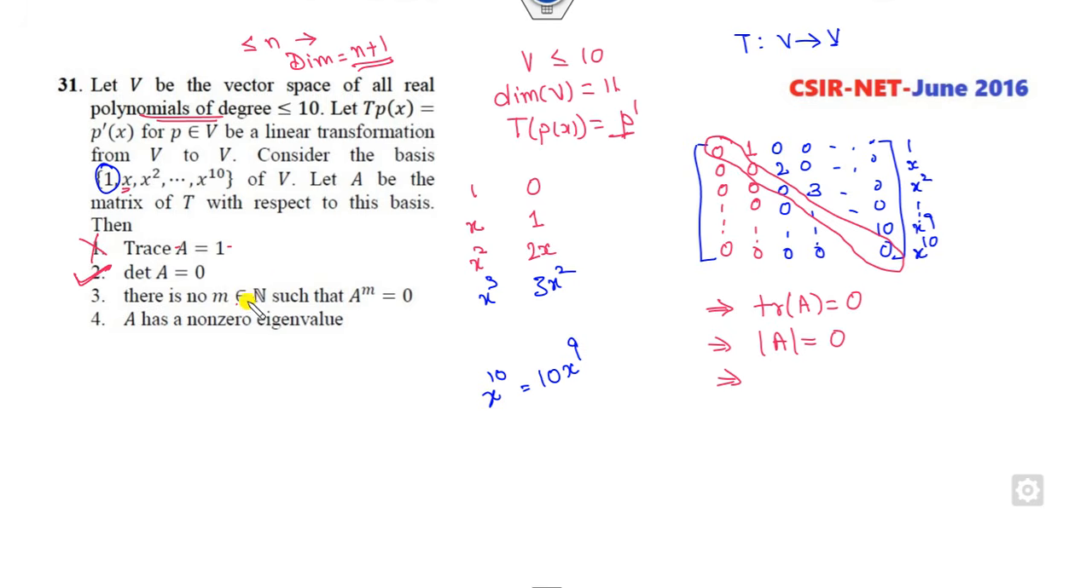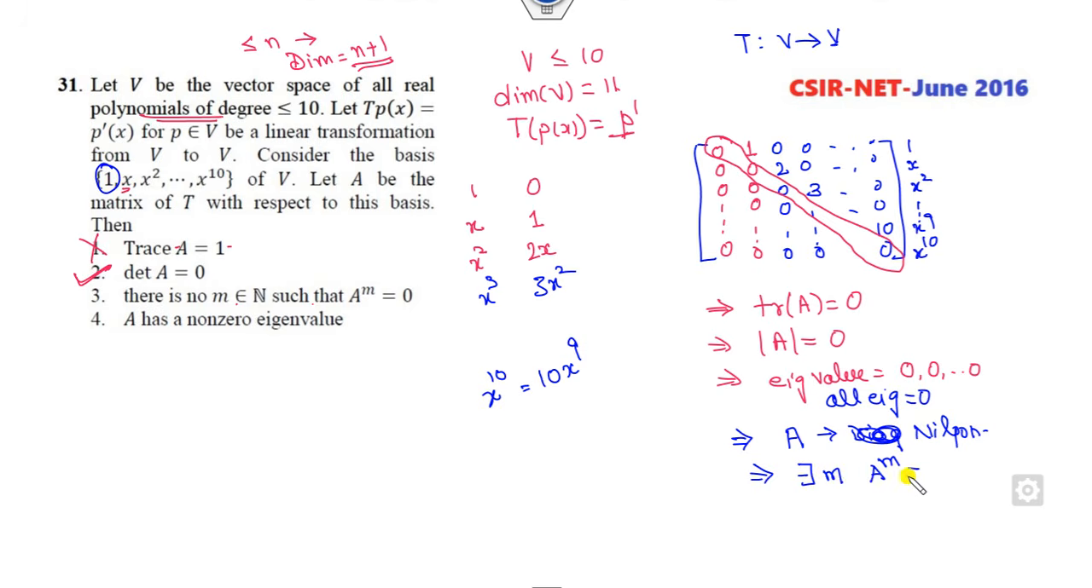There is no m such that A raised to power m is 0. So what is the meaning of that? What are the eigenvalues of this matrix? 0, 0, 0. So all the eigenvalues are 0. Once all the eigenvalues are 0, what kind of matrix is it? This matrix is a nilpotent matrix. Fine. So once there is a nilpotent matrix, there exists at least one m such that A raised to power m is 0. But the option said there is no such m, so this is cancelled out. Another option says A has a non-zero eigenvalue, but all the eigenvalues are 0, so this option is also cancelled out.